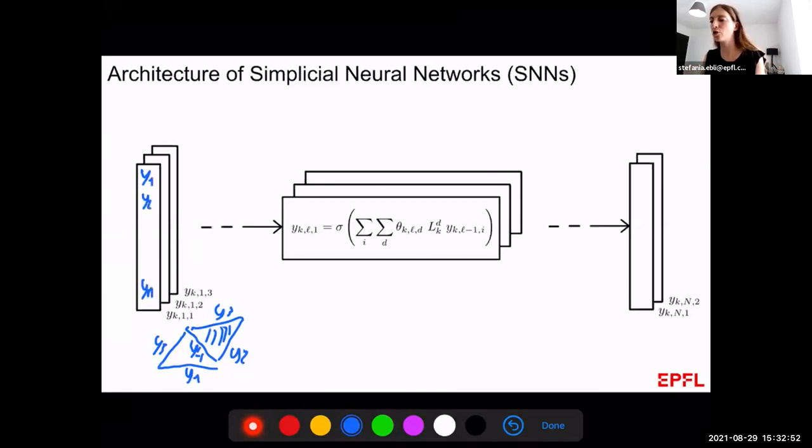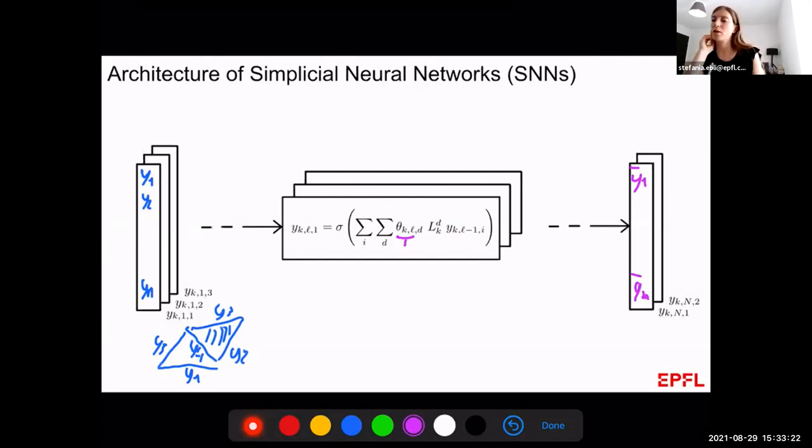And then the convolutional layer will be composed of the one Laplacian, in this case, applied to the input signal. And what we are learning are the weights in front of this Laplacian, this polynomial in the Laplacian. And the output will be again the learned signal on the one simplices.